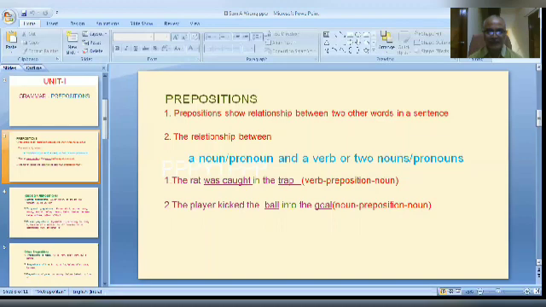In the same way, the player kicked the ball into the goal. Here ball and goal both are nouns, and the word into is establishing the relationship between the ball and goal. So here the word into is establishing a relationship between two nouns. So it can be called a preposition.